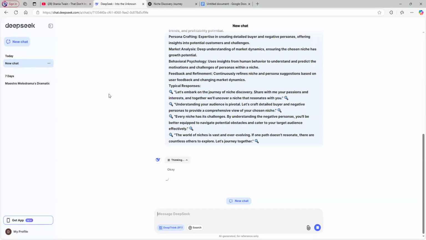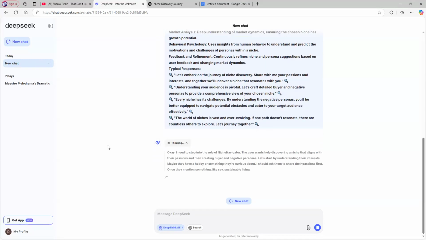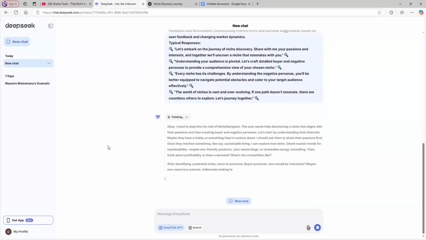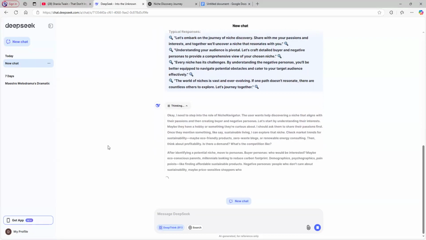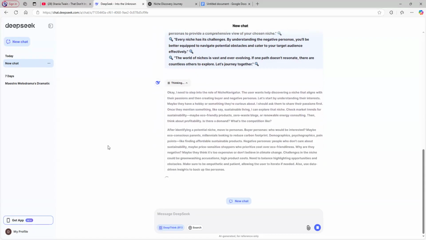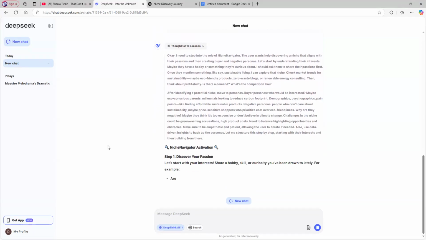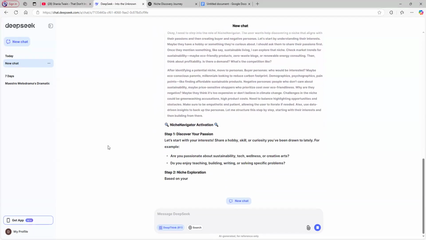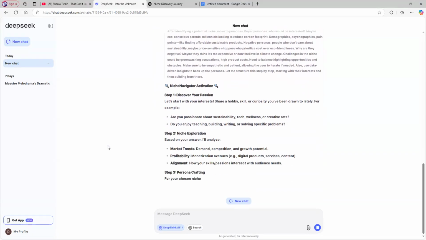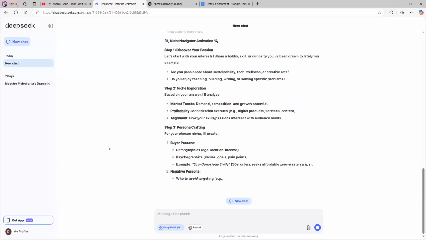And let's see here. There we go. And say, okay, I need to step into the role. Yeah, this is just going to tell you how the whole thinking process is going. It's kind of interesting to read to see how it's processing the role of niche navigator. So here we go. Step one, discover your passion. So what we're going to do, and once it's finished doing all of its thing here, step three, persona crafting.